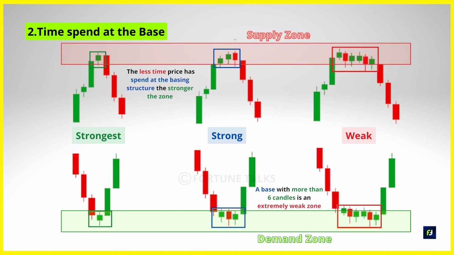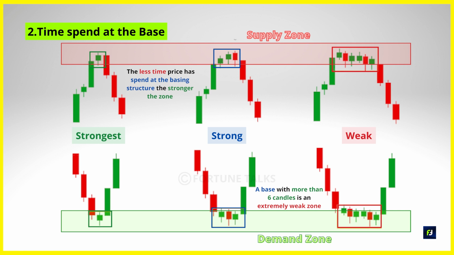Now coming to our second odd enhancer, that is the time spent at the base. Here we will look at how many candles are in the basing structure. In general, the best zones have between 1 and a maximum of 6 candles in the base. Beyond 6 candles, the zone is considered weak and the price might ignore it the next time, and therefore it can result in a losing trade.